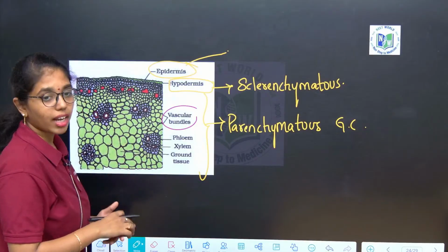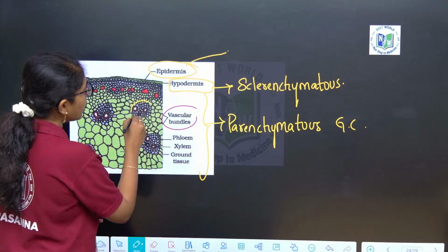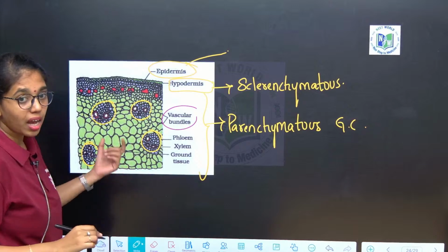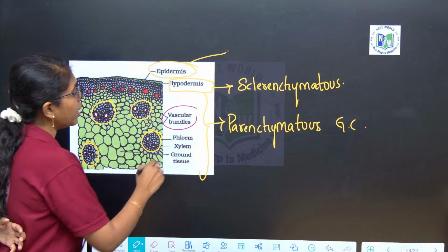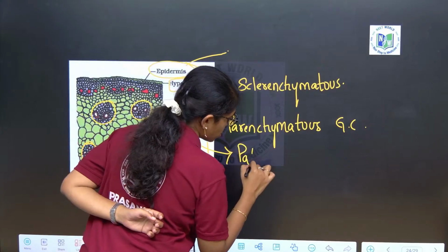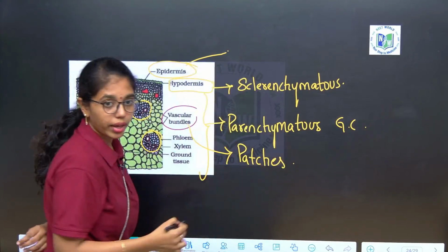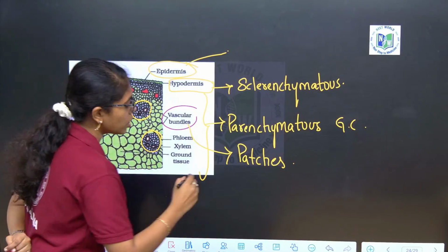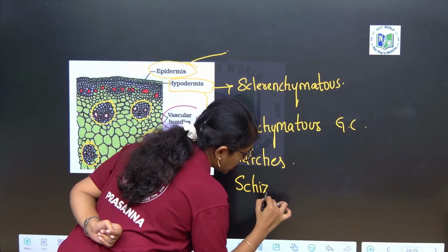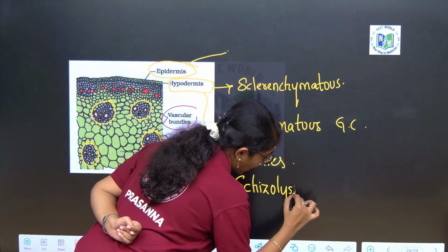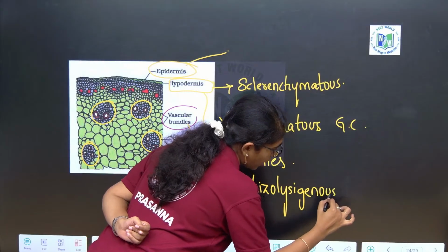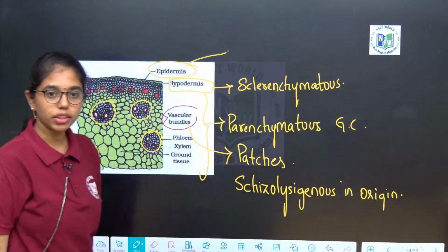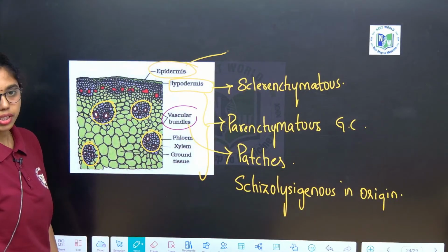Parenchymatous. In this parenchymatous tissue, vascular bundles originate like this. What is happening here? Vascular bundles originate in the form of patches. This type of origin is called schizolysigenous in origin. Schizolysigenous in origin. Clear? Understood, right?